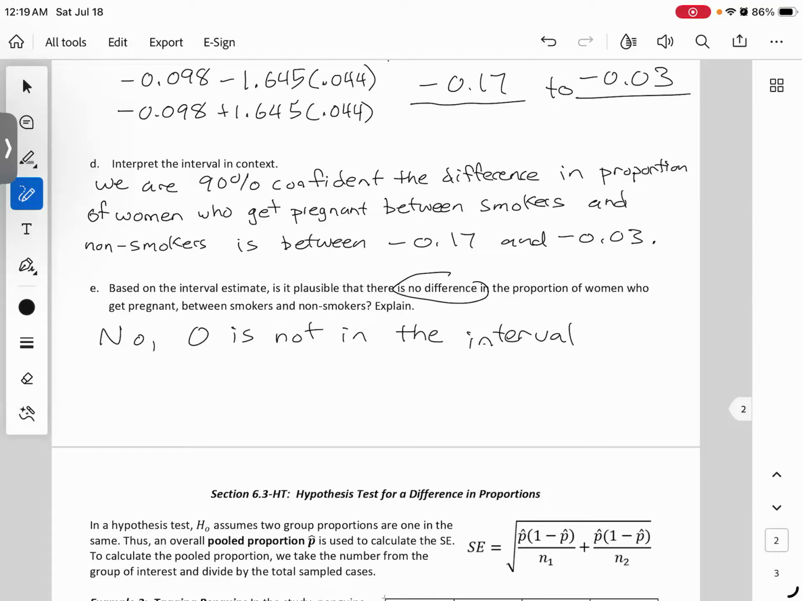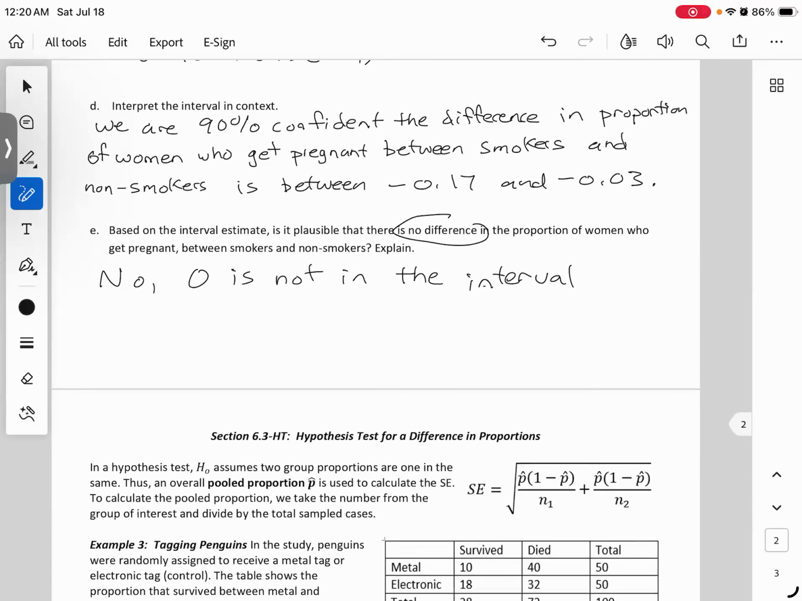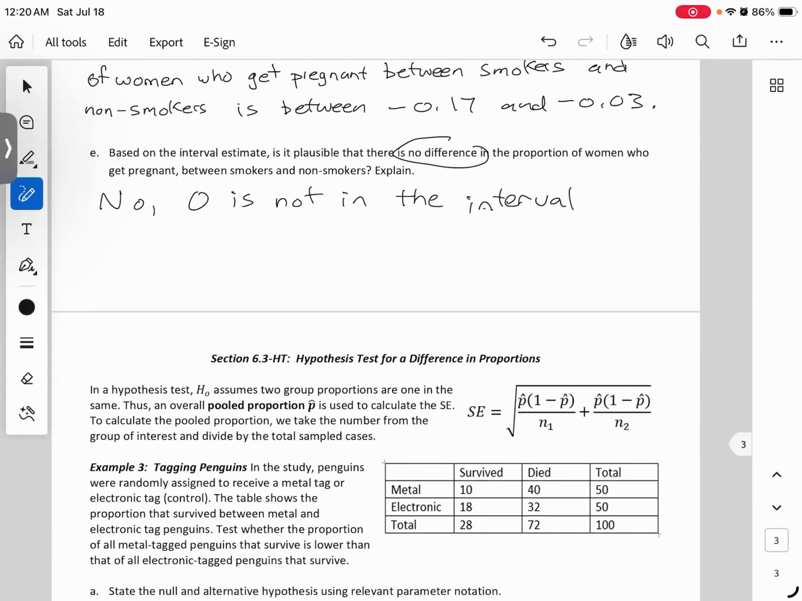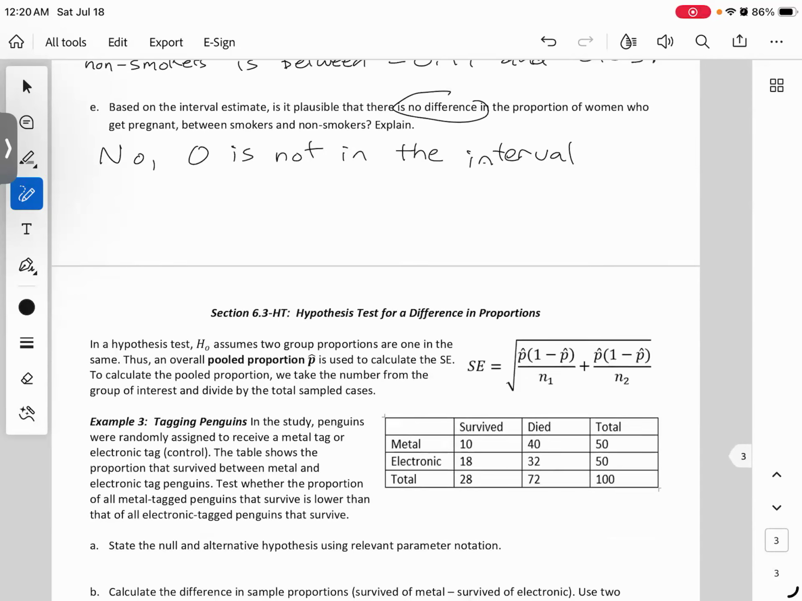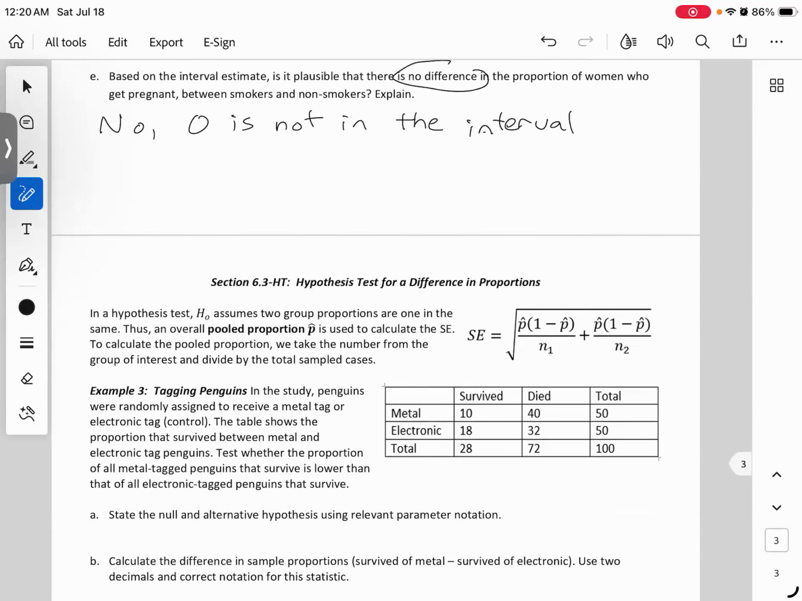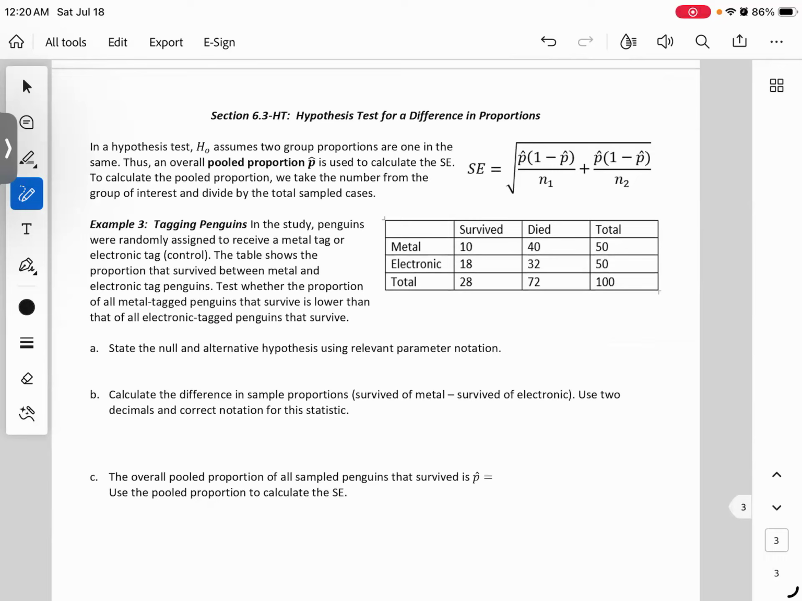But yeah, they're not going to say that smoking causes the proportion to drop, but there seems to be an association that if you do smoke, you're going to be in the lower proportion that get pregnant. Since this is only an observational study, which I don't see how they could do an experiment. That doesn't seem very ethical. But all right, let's try the last one here.